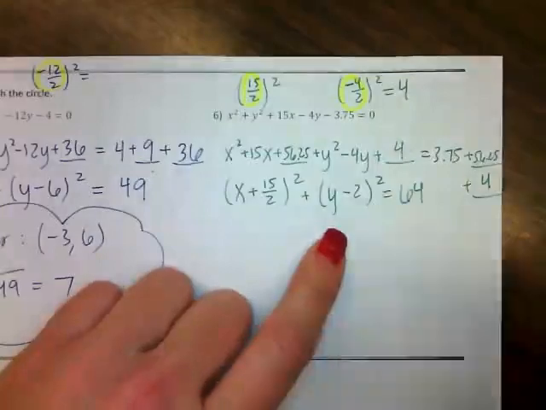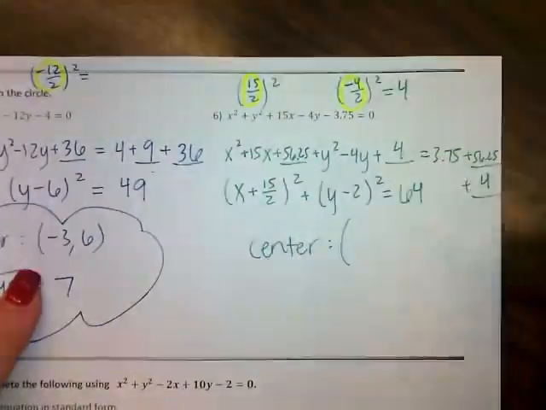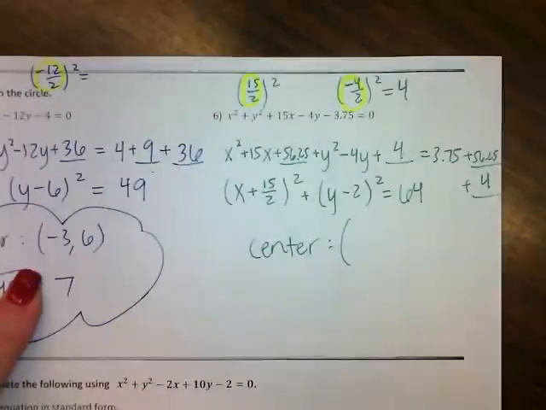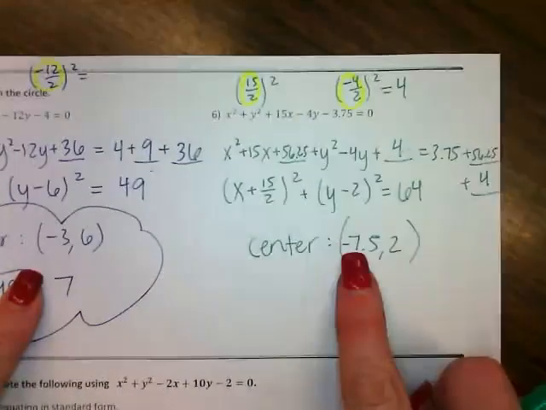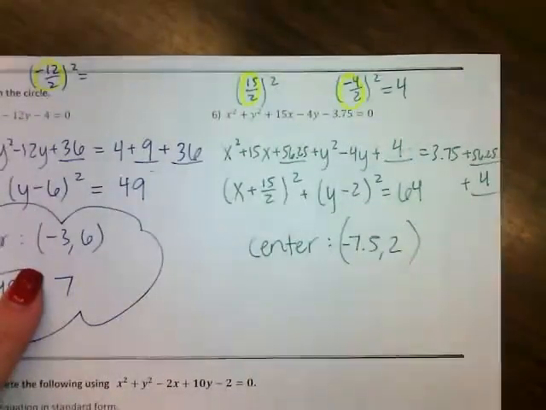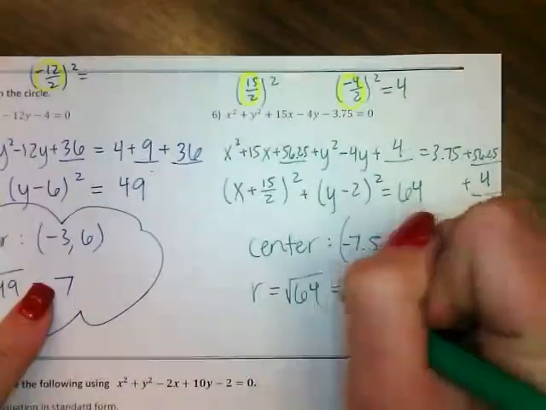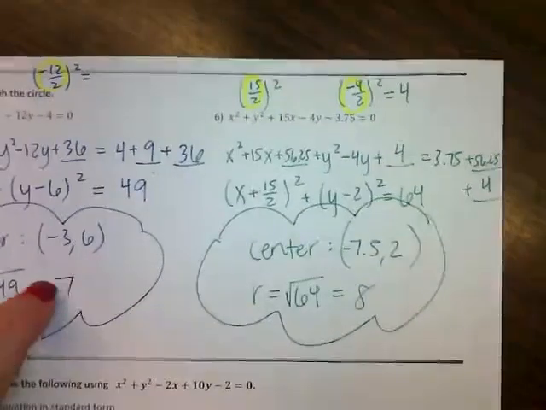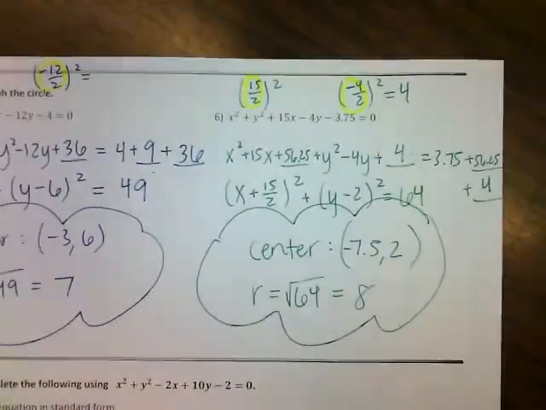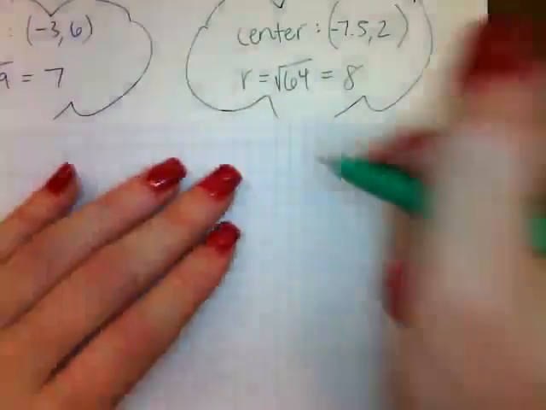64. Now I can identify my center, which is -15/2, and 15/2 as a decimal is 7.5, comma 2. Remember, this was a -7.5. This one is a +2. And my radius is going to be equal to the square root of 64, which is 8. Okay, at this point in time, I can move to my graph paper, and we can plot this.